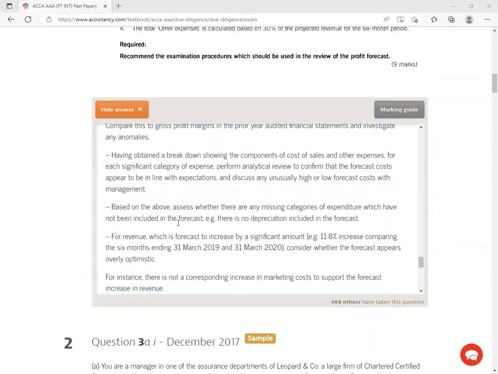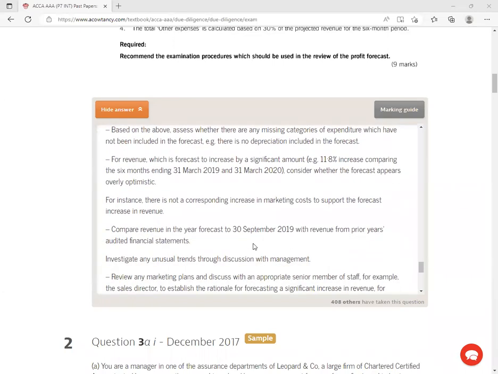For revenue, which is forecast to increase by a significant amount, 11.8% compared to the 6 months, consider whether the forecast appears overly optimistic, whether it's reasonable. Compare the revenue in the year forecast to that in September 2019, and the revenue from prior years' audited financial statements. Again, in this case, you're trying to ascertain the trends.